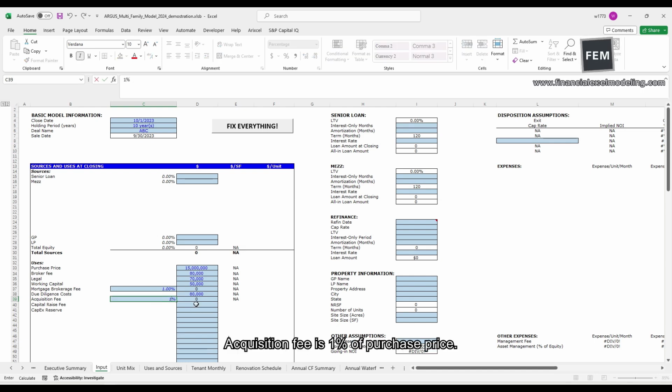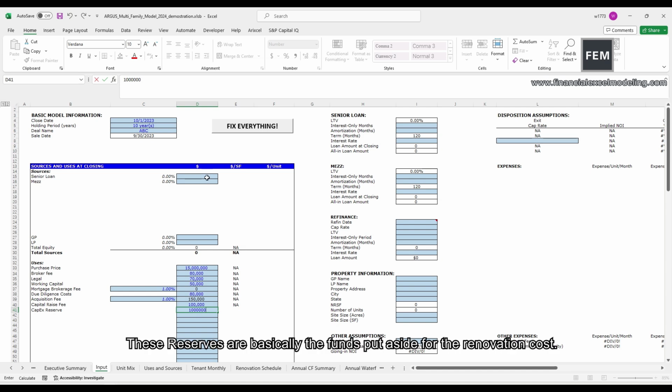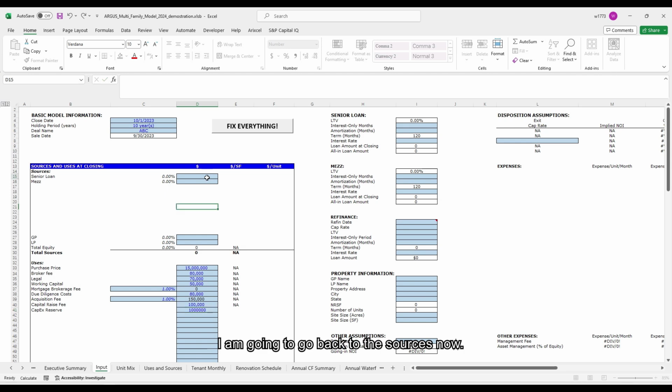Acquisition fees is 1% of purchase price, $100,000 for the capital raise fee, $1 million for Capital Expenditure Reserve. This reserve is basically the funds put aside for the renovation cost. I'm going to go back to the sources now.